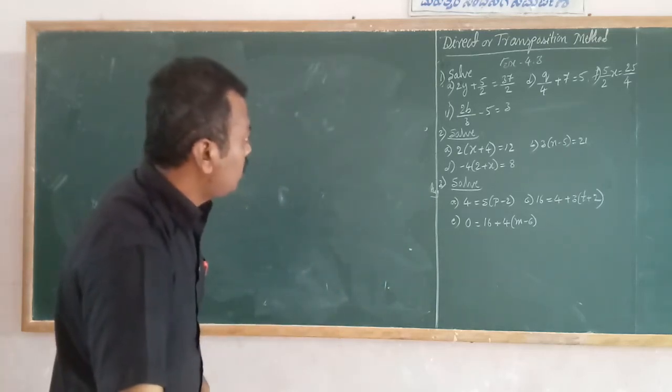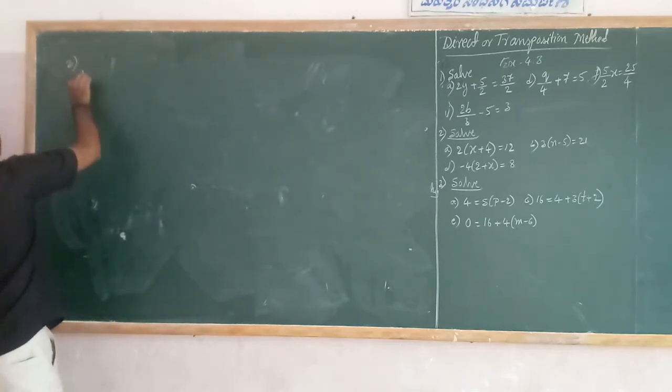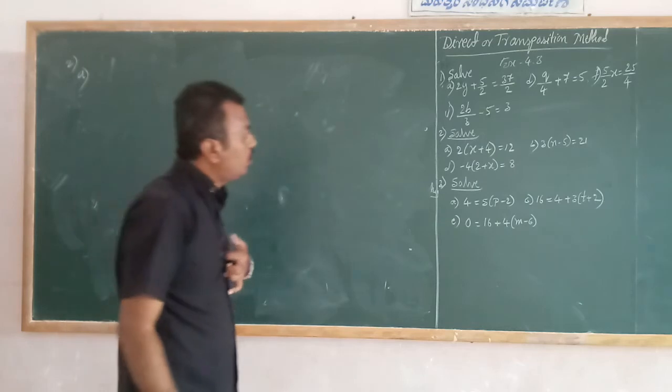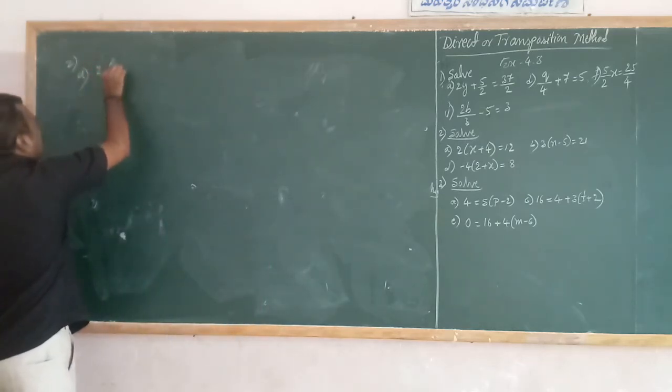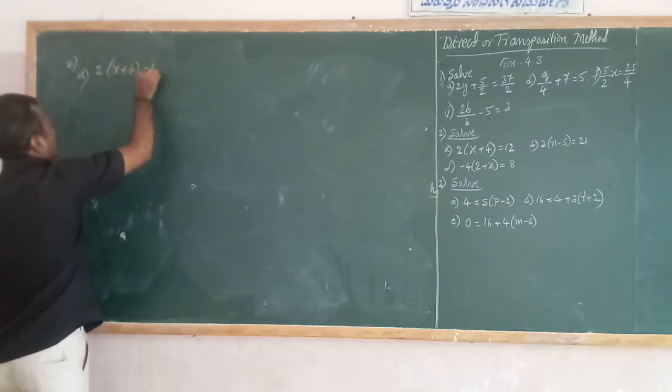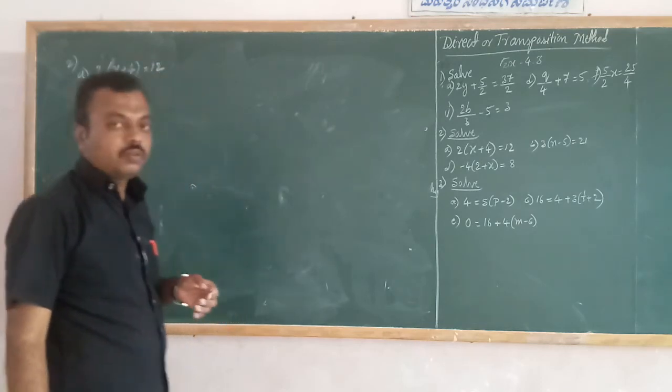What is the second main? Solve first A. I will solve the second main A question now. So what is the A question? 2 into x plus 4 is equal to 12. See students, observe this question. 2 into x plus 4 is equal to 12.